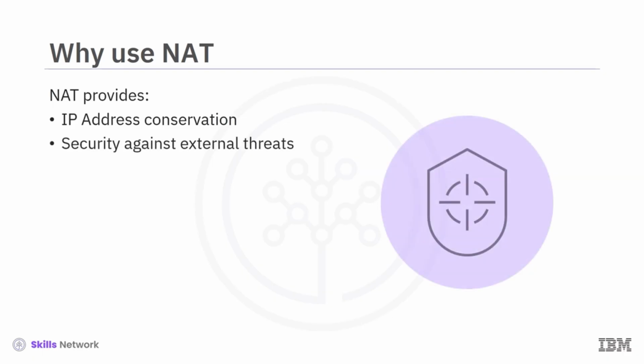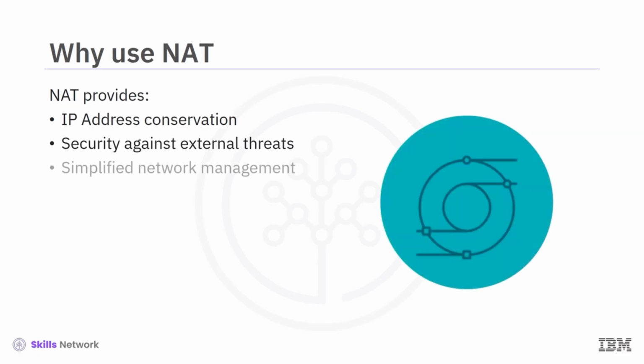Next, NAT provides a layer of security against external threats by hiding internal IP addresses. External devices can only see the public IP address, not the internal IP addresses of the devices on the local network. NAT provides simplified network management, making it easier to manage IP addresses within a local framework.